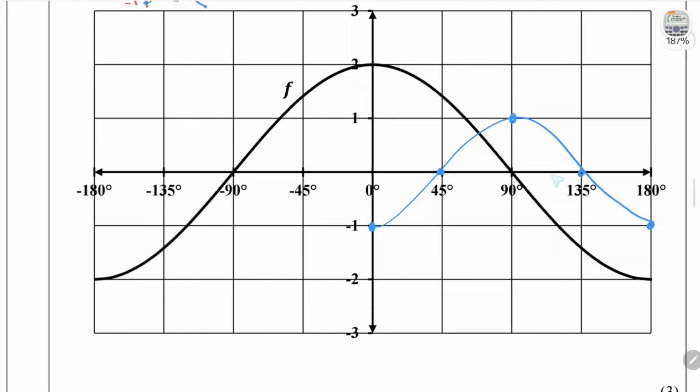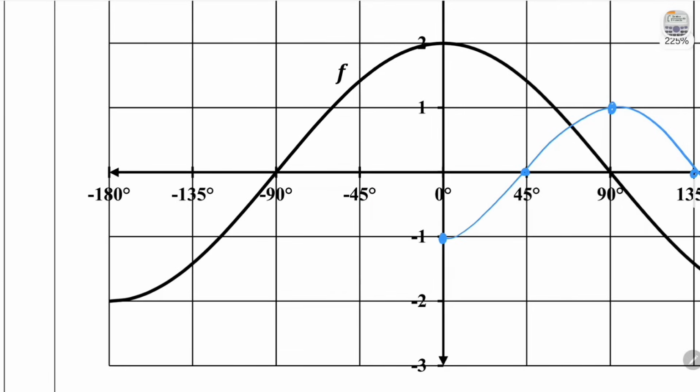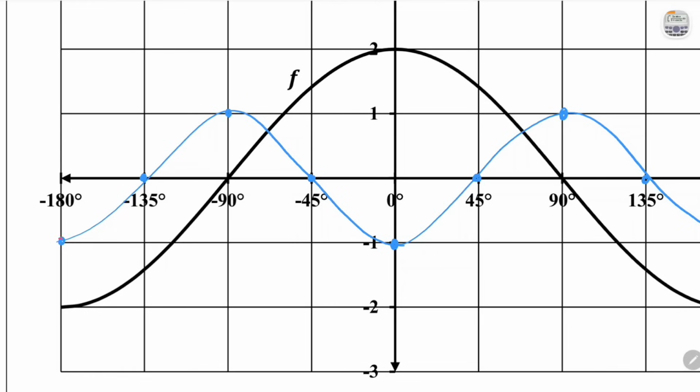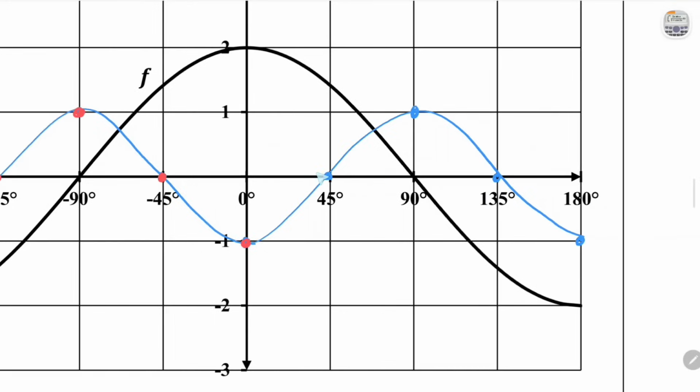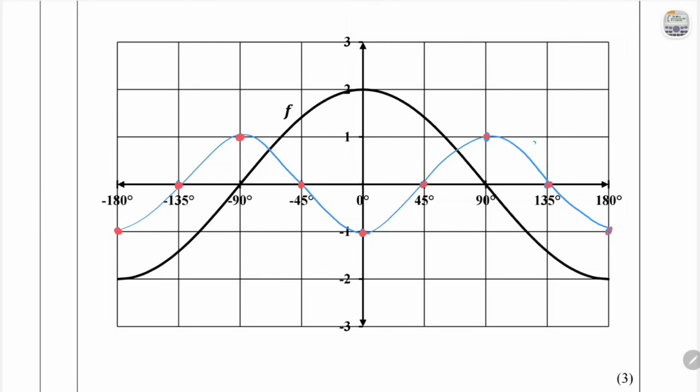Okay, and it's going to do exactly what it's doing on this side, and it's going to do the same thing on this side, because it repeats itself now every 180 degrees. So we're going to draw this same graph over here. Okay, so like that. So make sure to just point out these points, the x-intercepts, the turning points, and any y-intercepts. Okay, and that is what our graph looks like. And that is the graph of G. Moving on to the next question.